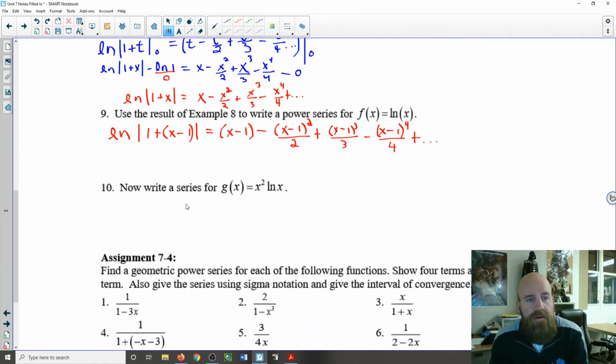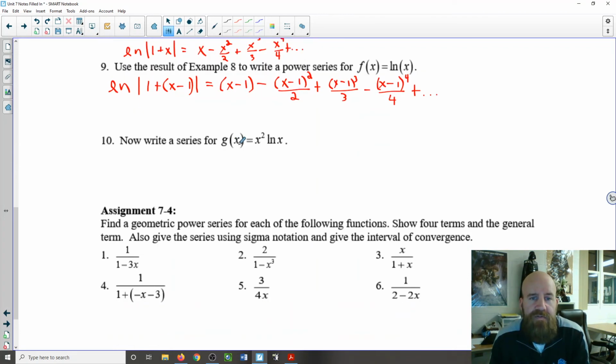All right. So last example for the video, and then you guys will be able to go and finish 7.4. So we're going to write a series for g of x, which is x squared times ln x. So we know what ln x is. We know what that power series looks like now. We just found that. Let me add this out front, I forgot to do this. Natural log of x is this power series.